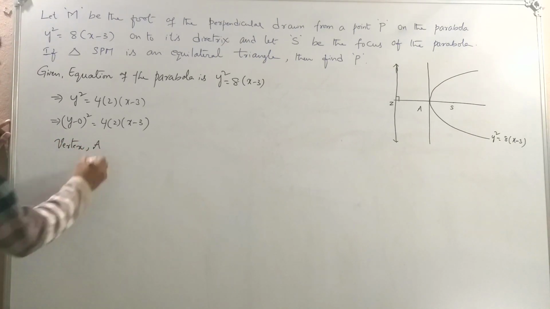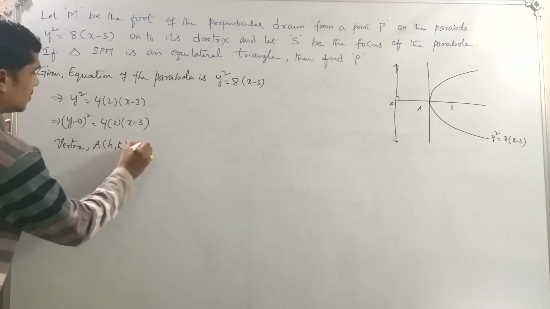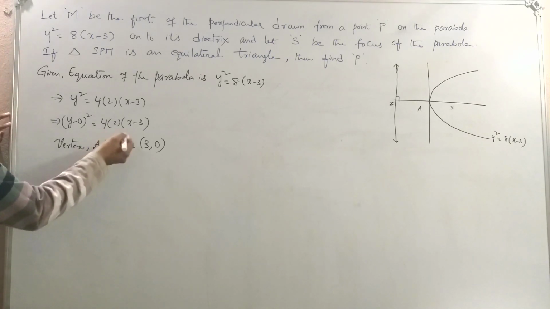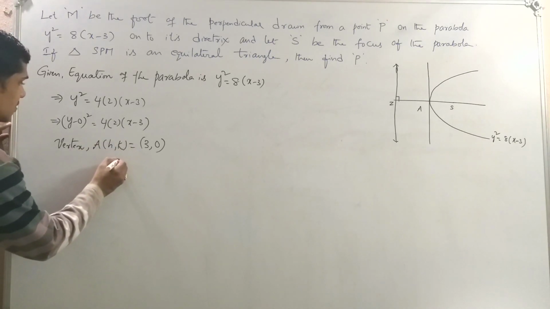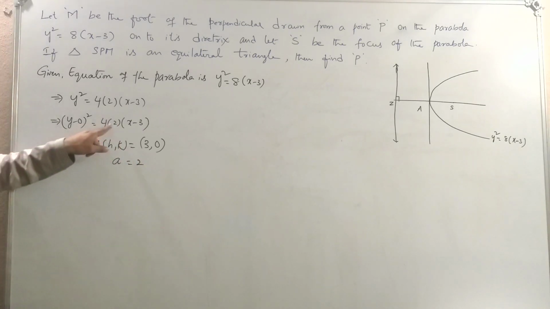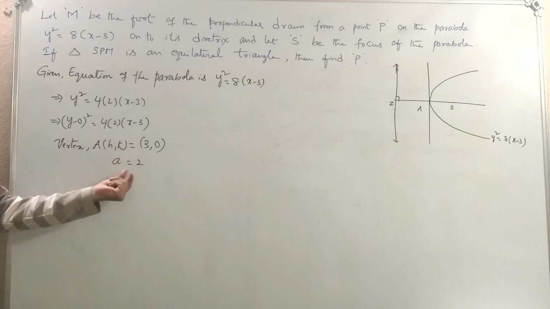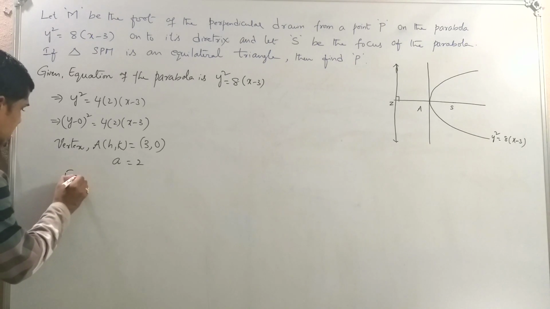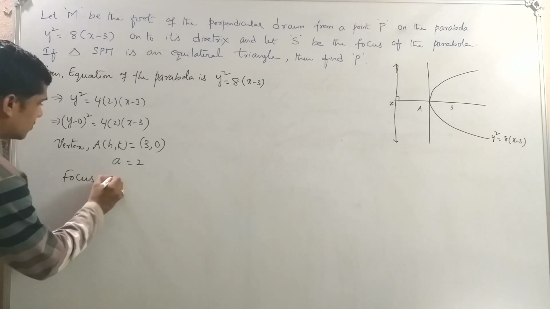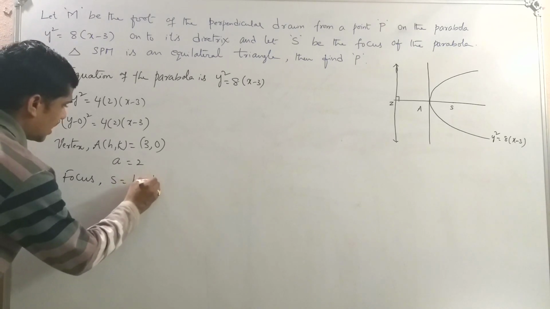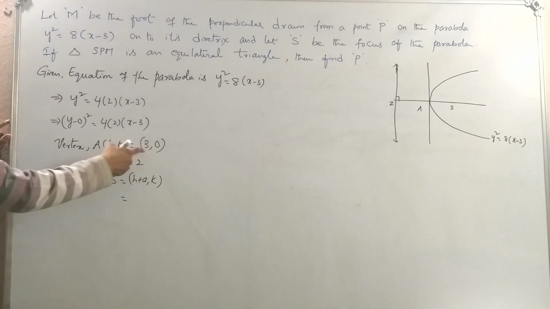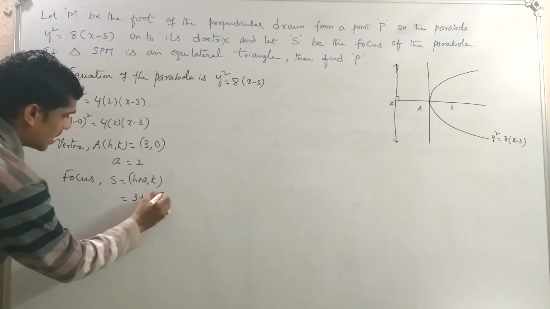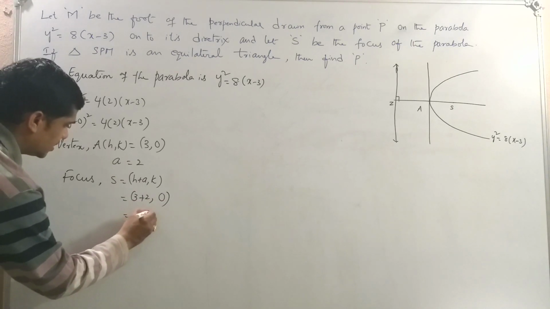From this, the vertex h comma k, the vertex of the parabola indicated by the letter A, is 3 comma 0. And for the focus, let me call it S, a is equal to 2, because 4 into a into x minus h gives a equal to 2. Let me find the focus S, which is h plus a comma k, so h value 3 plus 2, comma k value 0. That is equal to 5 comma 0.